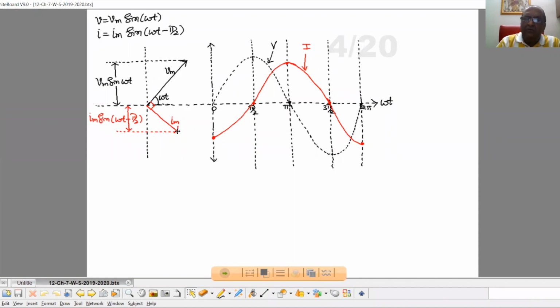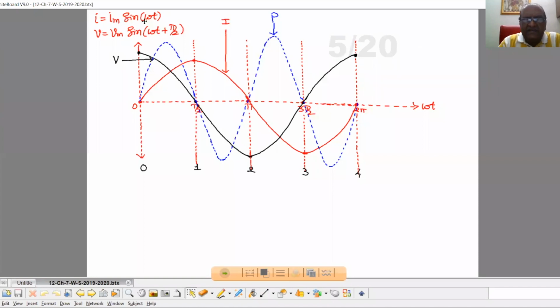Clear? Now angle made by Im with x-axis, that is omega t minus pi by 2. So this part. Now if you take the projection of this one on y-axis, you will get Im sine omega t minus pi by 2. So that is your current at any instant t. So now with the help of this phasor, you will get voltage and current at any instant. Clear to all of you? Any doubt in this one?